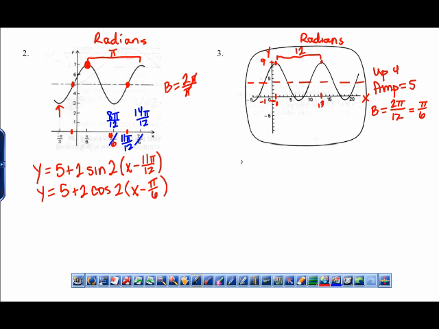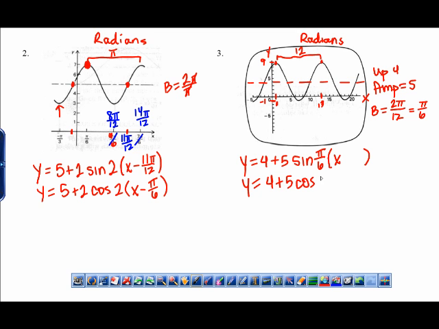Okay, so let's go ahead and start writing our equations, and then that last part, the horizontal shift, we'll have to, again, also figure out for sine and for cosine. Okay, so up 4 means we start with 4 plus 5 sine of pi over 6 parenthesis x. All right, and let's go ahead and write it for cosine as well.